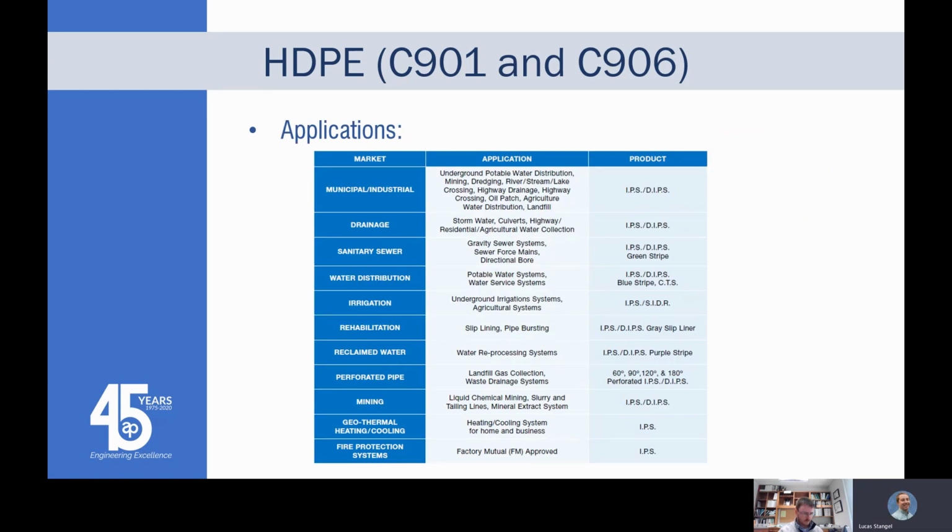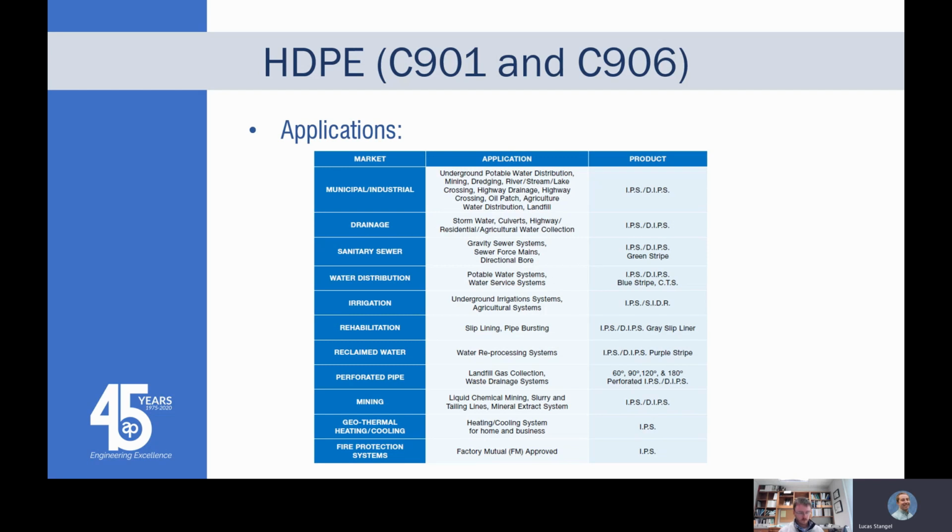All right, so then let's just go through some applications. There's the municipal industrial market, drainage for stormwater, sanitary sewer, water distribution. In the municipal industrial market, it's really common for underground installs, your transmission lines or bores underneath a highway or railroad lines or whatever it is. Then you can use it for drainage, stormwater, culverts, sanitary sewer for gravity or force mains, boring there too, water distribution. I haven't touched on that too much.